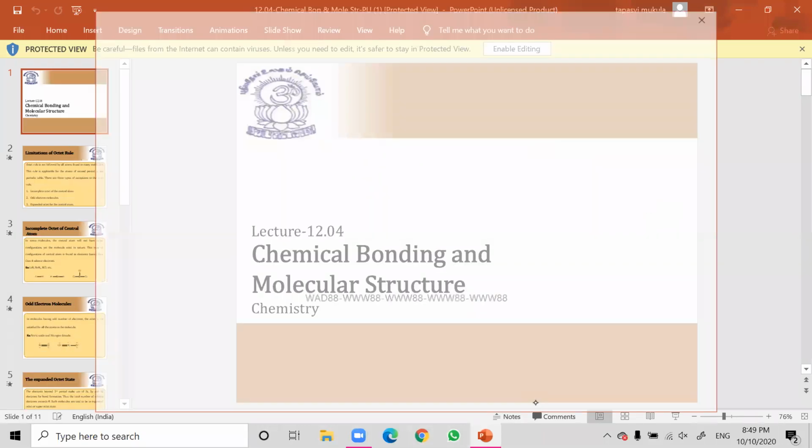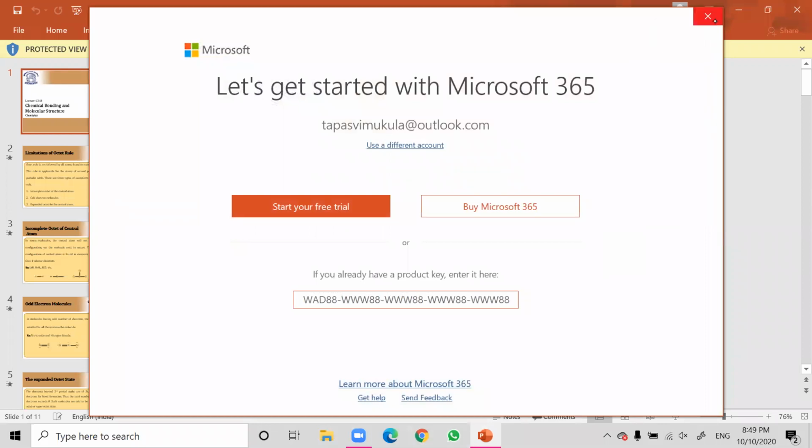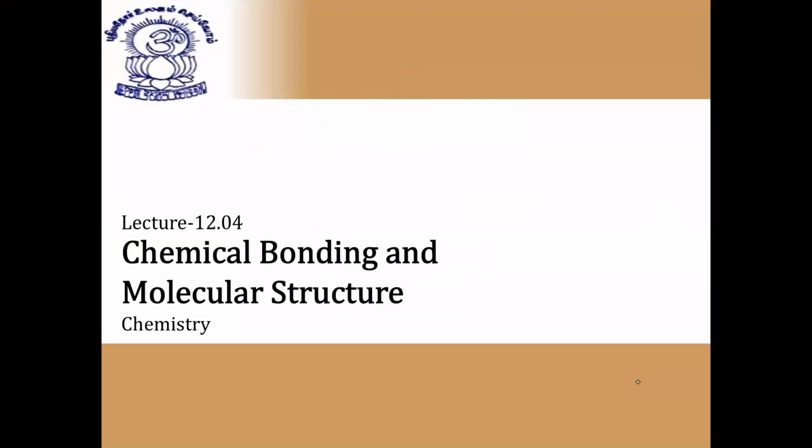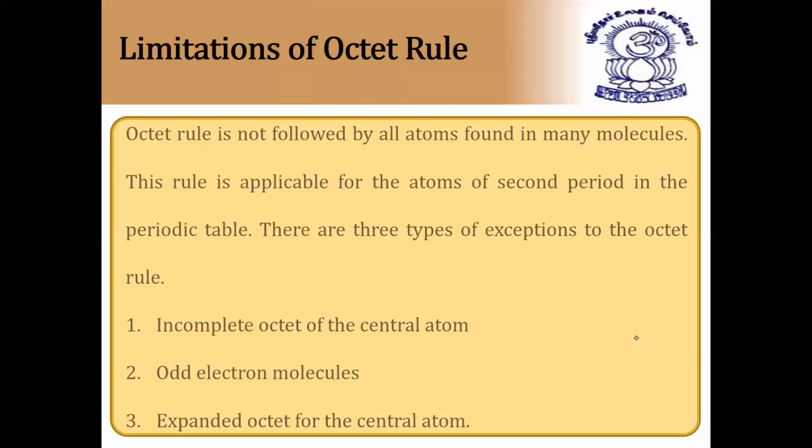In this we are discussing more about covalent compounds. In the previous one we discussed what is a covalent compound and what are the examples of covalent compounds. Now I'll discuss more. So what are the limitations of octet rule? Next topic is limitations of octet rule.